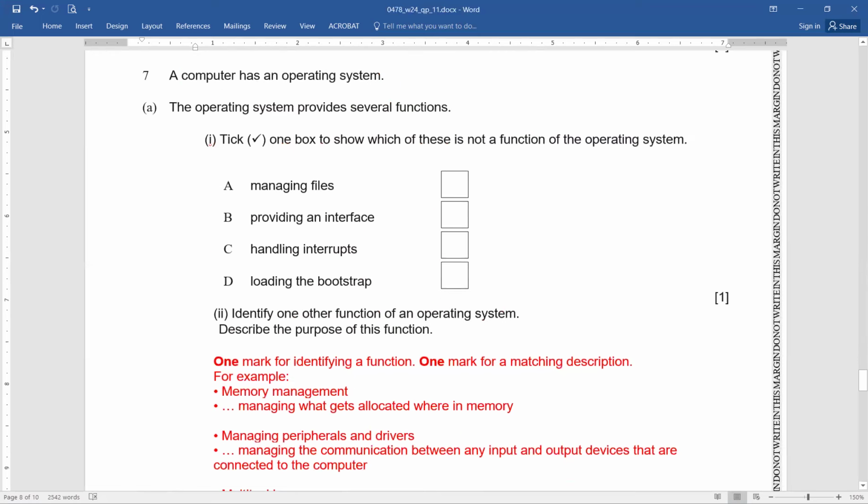Okay. A computer has an operating system. This is question number 7. The operating system provides several functions. Tick one box to show which of these is not a function of the operating system. Managing files, providing an interface, handling interrupts, loading the bootstrap. Out of these, which one is not a function of an OS?